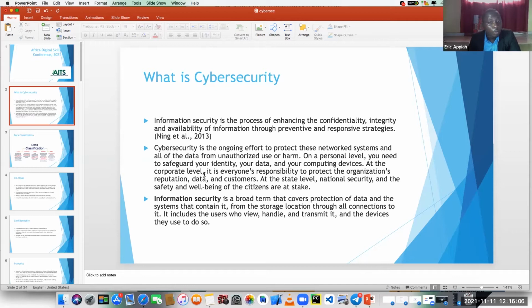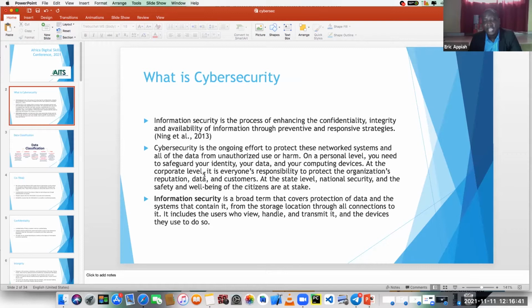Cybersecurity is an ongoing effort to protect network systems and computers and their data from unauthorized use or harm. On a personal level, you need to safeguard your identity, your data, and your computing devices. At the corporate level, it is everyone's responsibility to protect the organization's reputation, data, and customers. And at the state level, national security and the safety and well-being of the citizens are at stake.